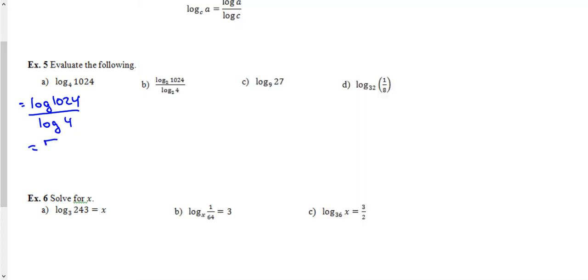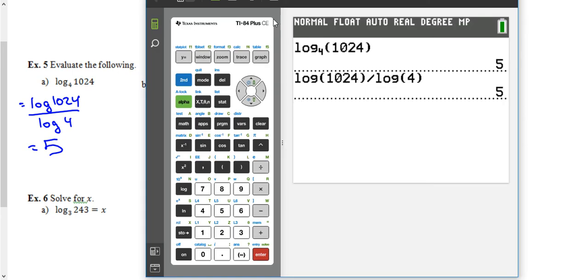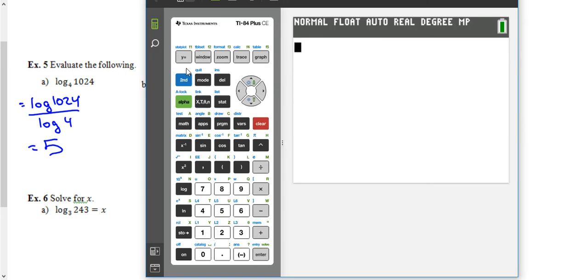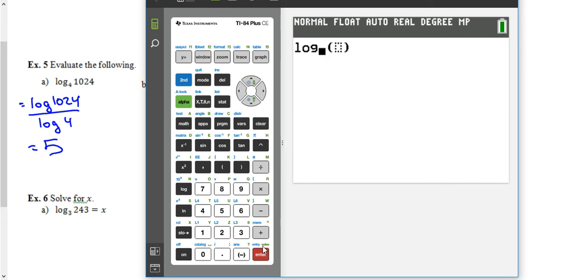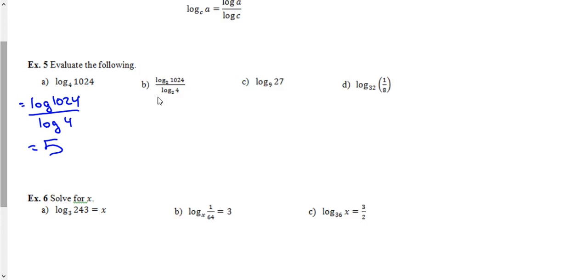So you have 2 different ways to do this. Whichever method you prefer, you can use it. I'm just going to use my graphing calculator for the majority of these, as that's what is being asked. In the next example, I have log base 2 of 1024 divided by log base 2 of 4.